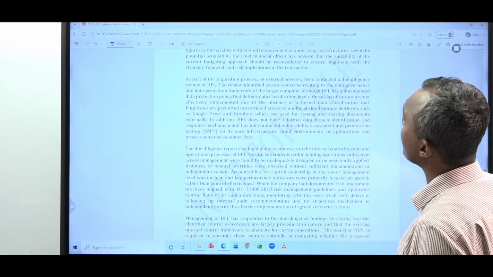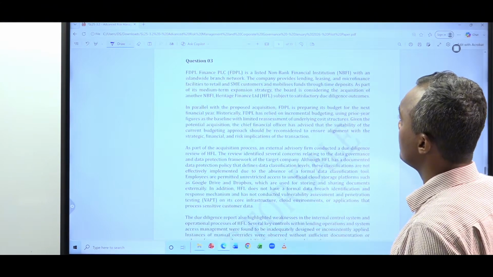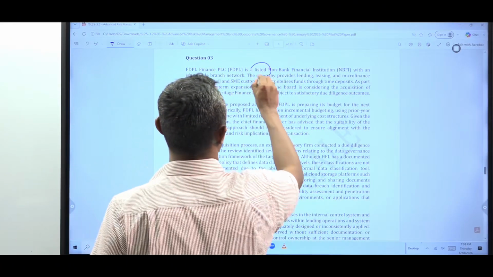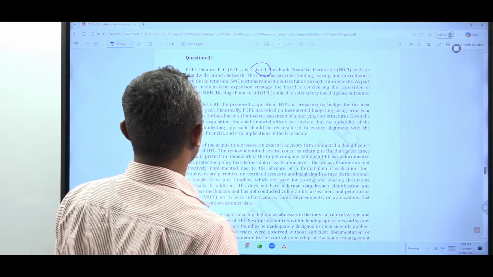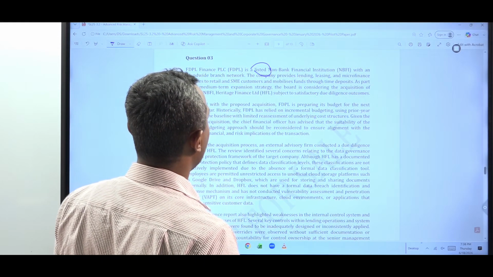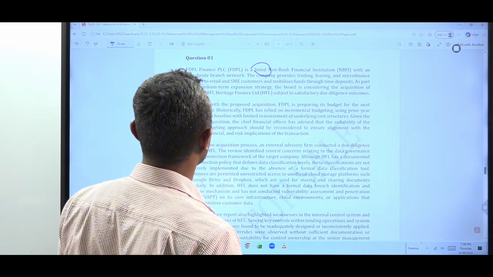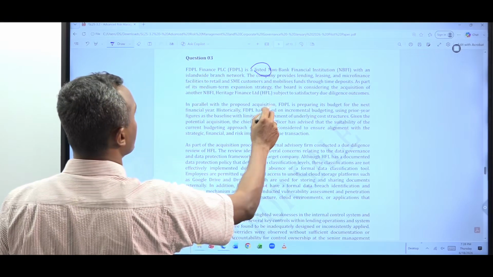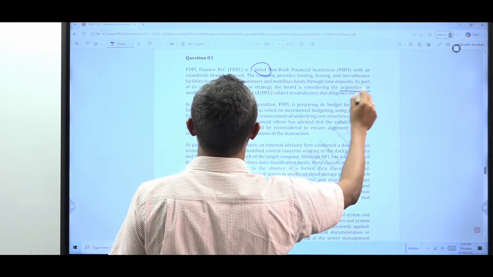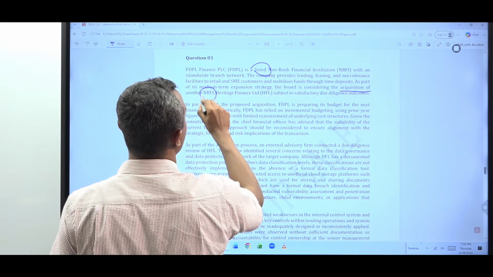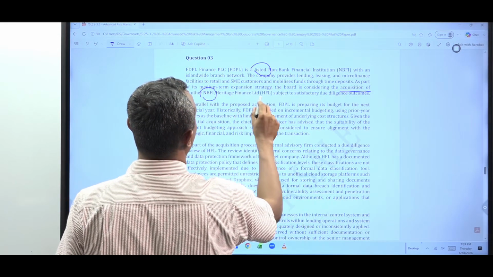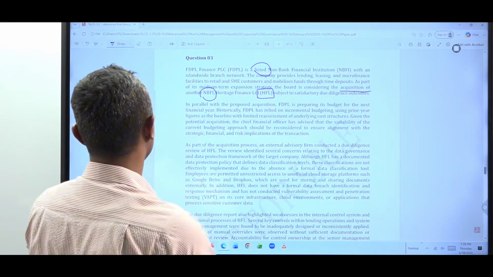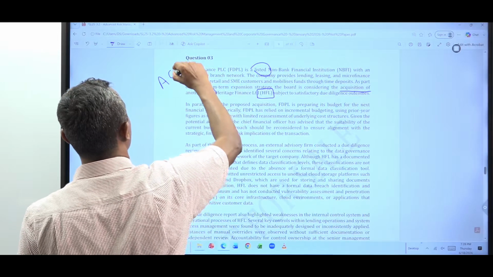Now let's read the case study facts, right? The finance FDPL is a listed company. That's the key information. With an island-wide branch network, the company provides lending, leasing, microfinance, factoring to retail and SME. As part of its medium and near-term expansion strategy, the board is considering the acquisition of an NBFI, another non-banking institution, that is HFL, Heritage Finance Limited, subject to due diligence. So this is an acquisition, and the question deals with this acquisition.